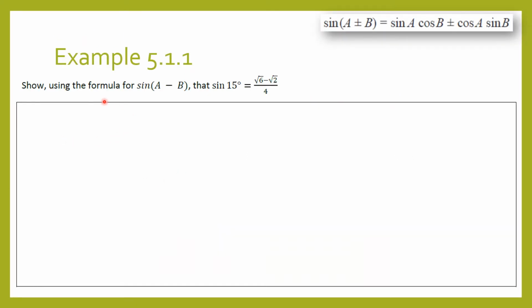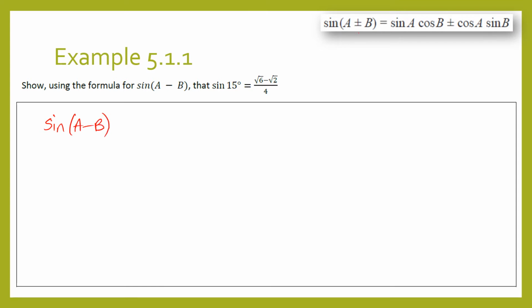In this example, we need to show, using a particular formula, that sine of 15 degrees is equal to this. We've been told which formula to use, so we have to use that. If we do it another way, we won't get any marks in an exam. Up the top right hand corner here, I've copied what you get in the formula book. So here we go, sine of a minus b.